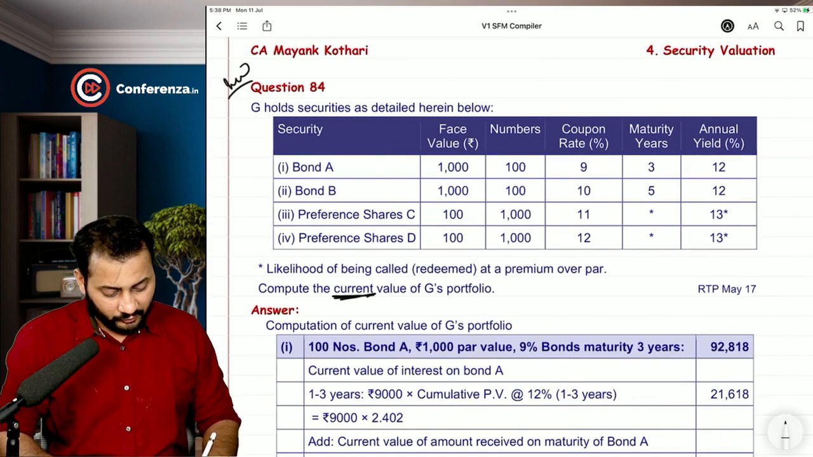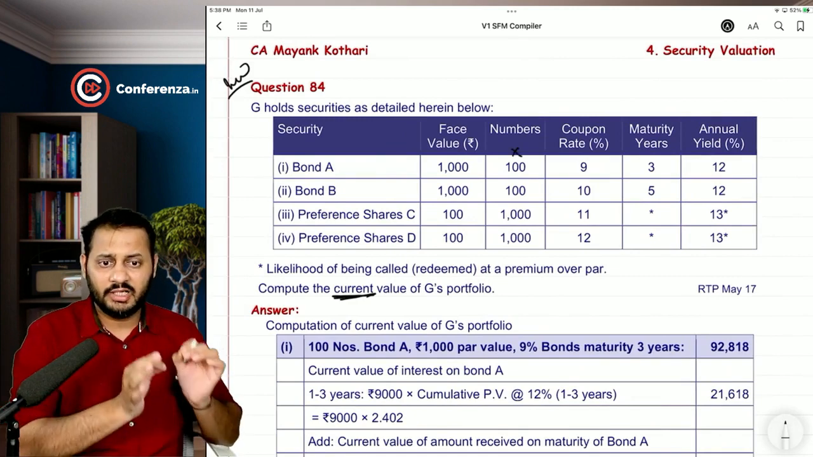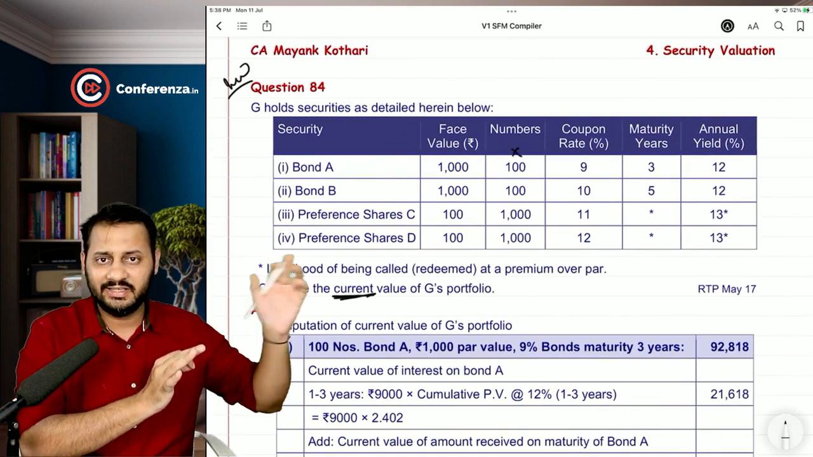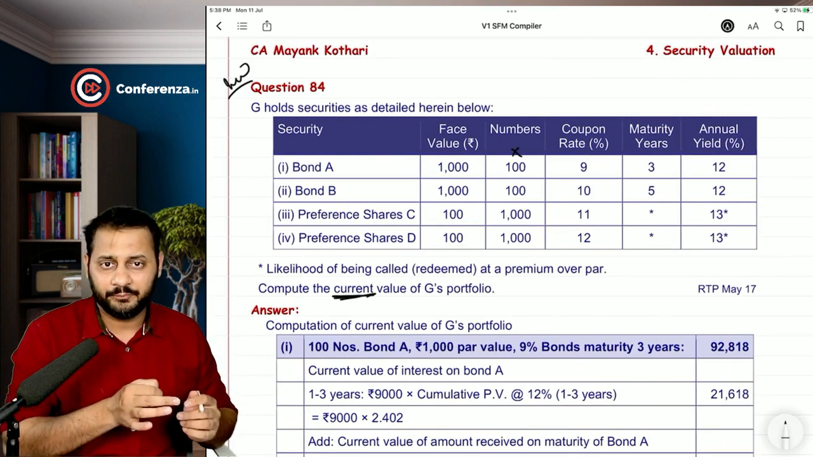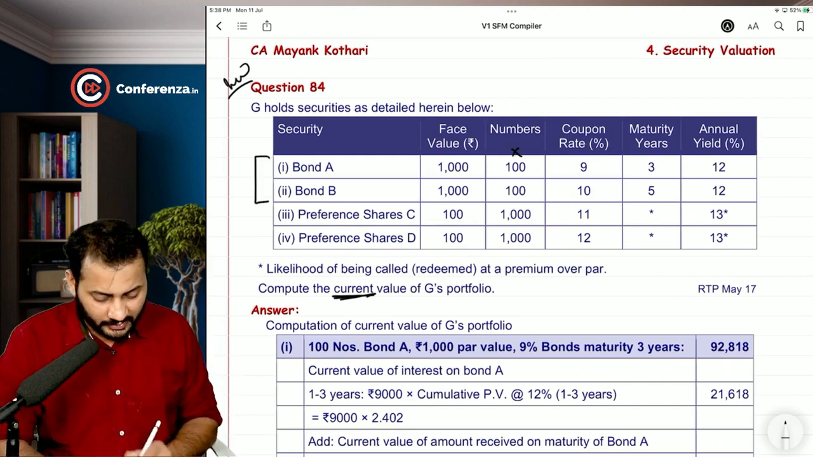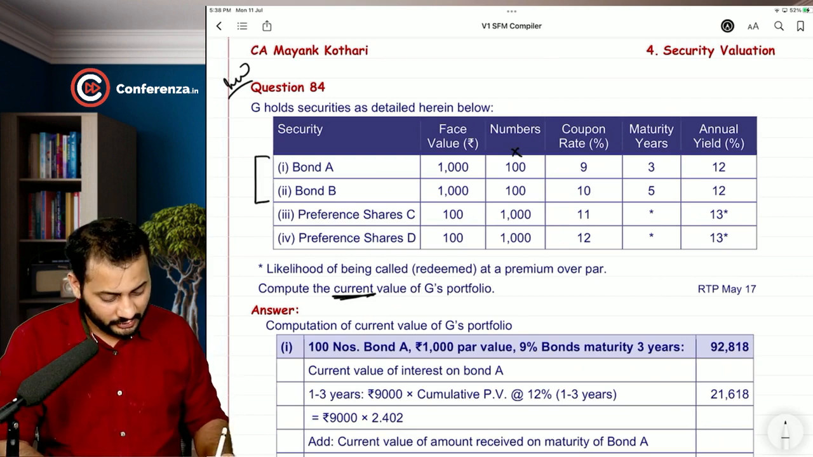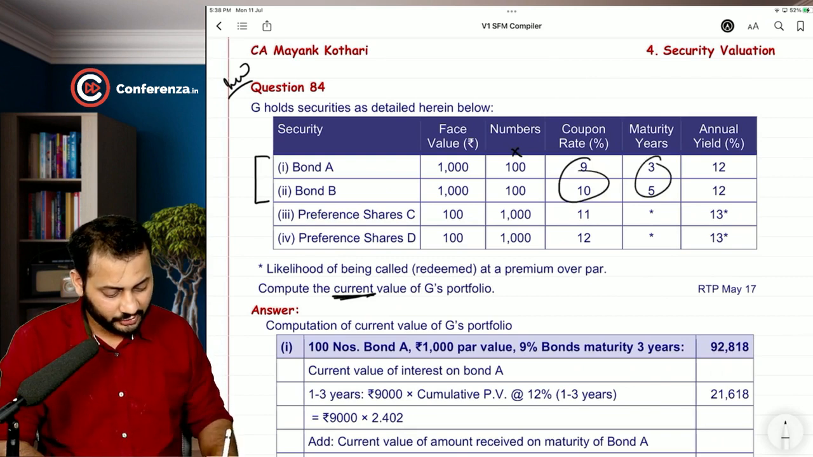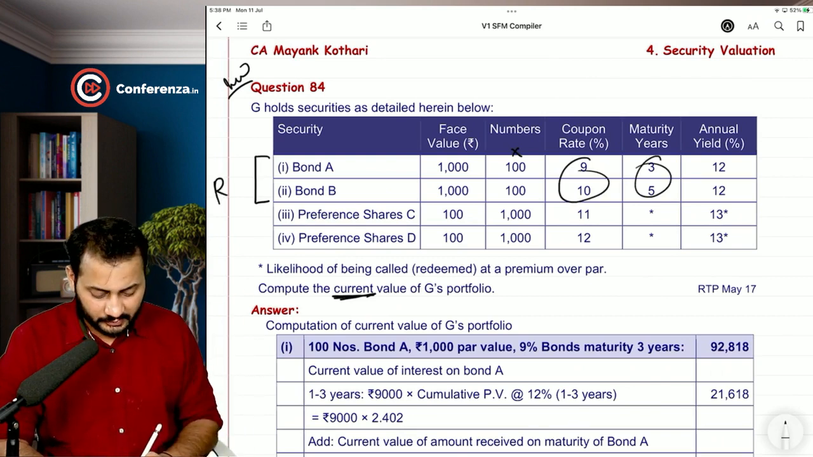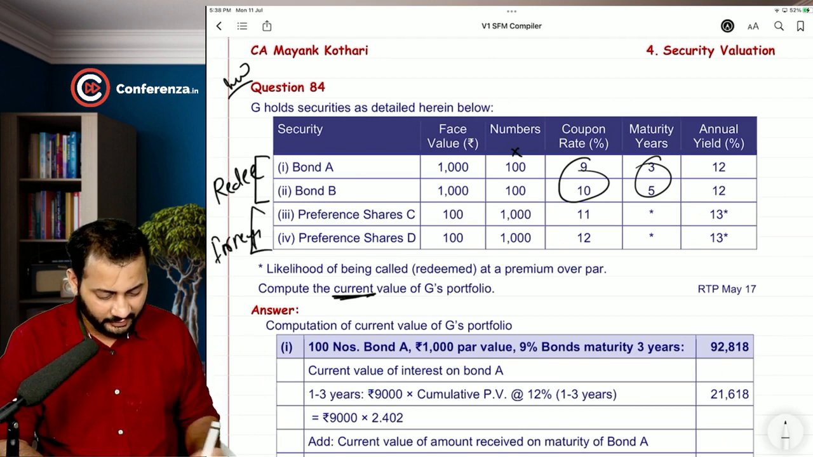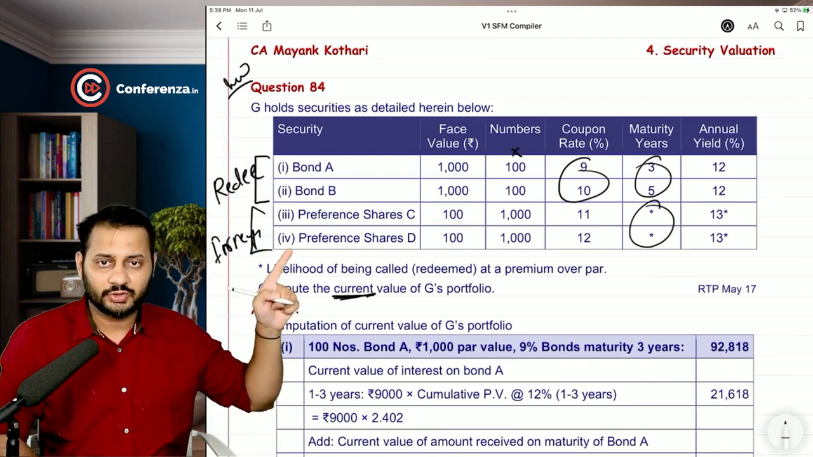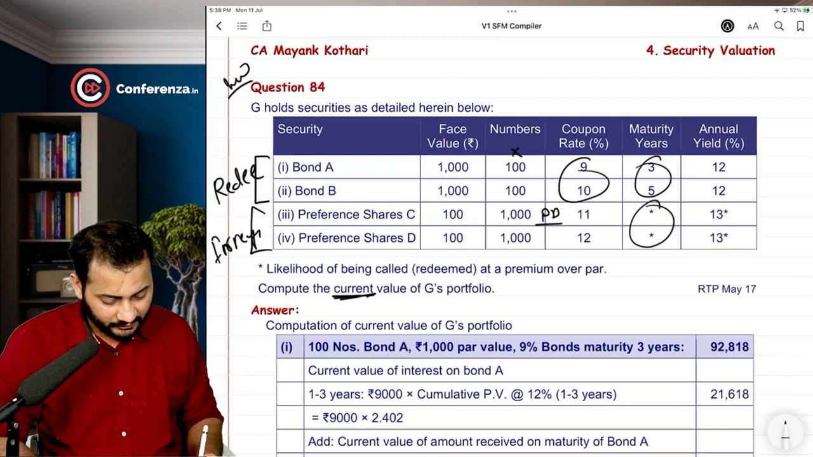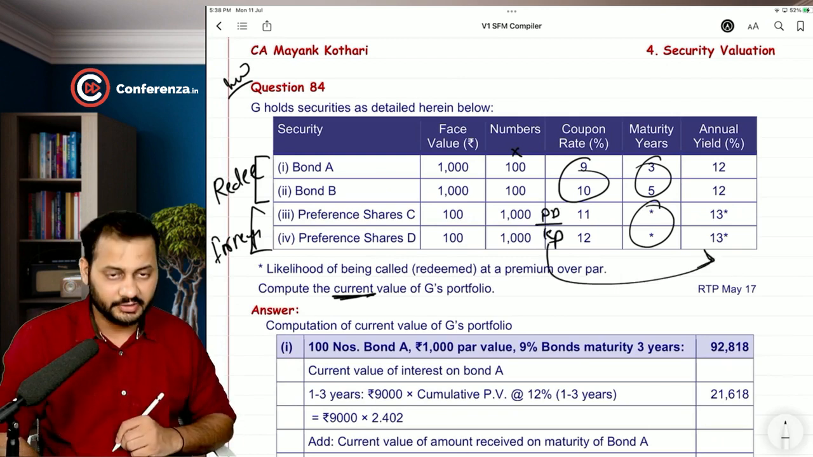Okay. For the time being, forget about the numbers. Multiply the number of bond A, B, C, D at the end only. Calculate the market price, current market price today. Now see, you can calculate the current market price of these two bonds because these two bonds are having some coupon rate and the maturity. So these are redeemable. But these two are irredeemable, or we can say the preference shares are irredeemable because there is no maturity. So perpetuity formula will be applicable in these two, which is nothing but preference dividend divided by the cost of preference, which is 13%.